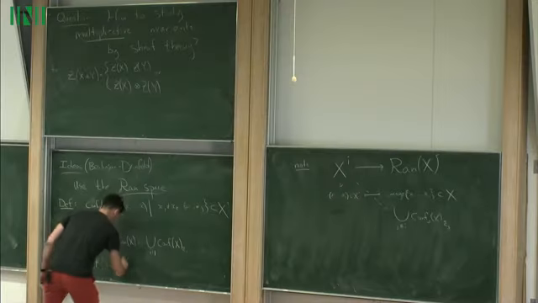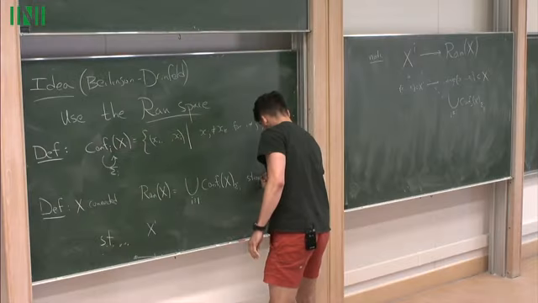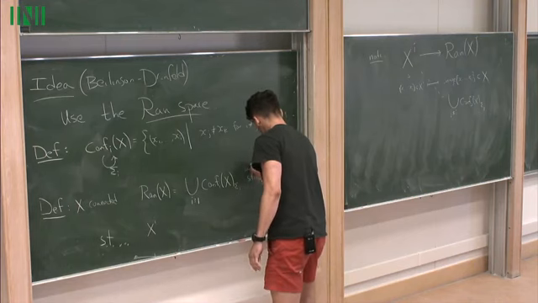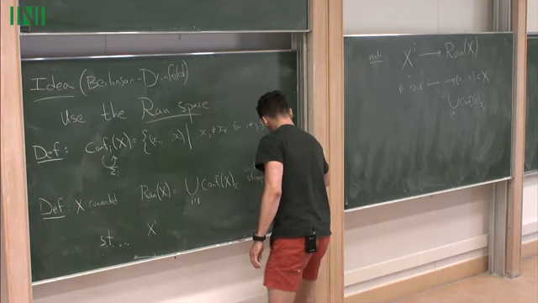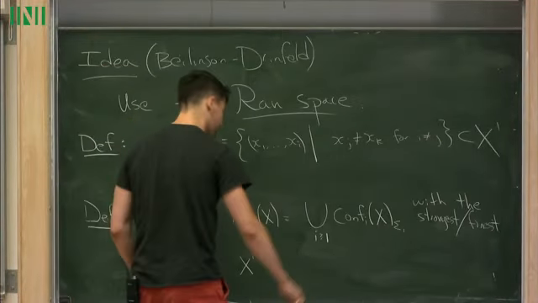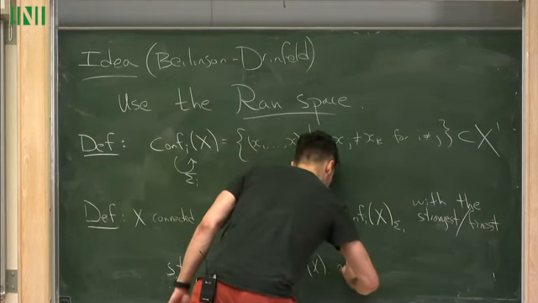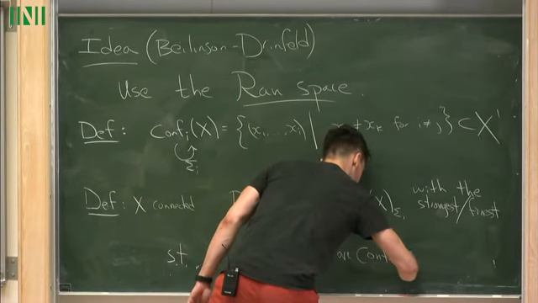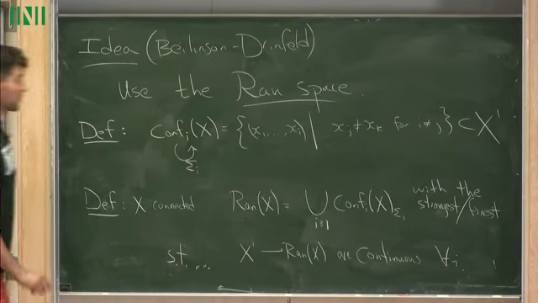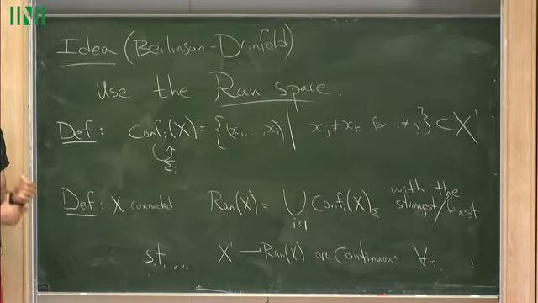So such that Ran X will be given the strongest, finest topology, in other words, fewest convergent sequences, such that these maps X to the I to the Ran X are continuous for all numbers I. Okay, so that describes what the topology is on Ran X.